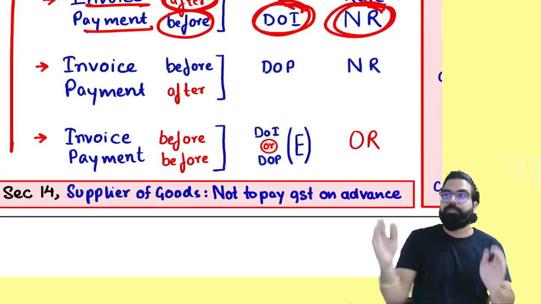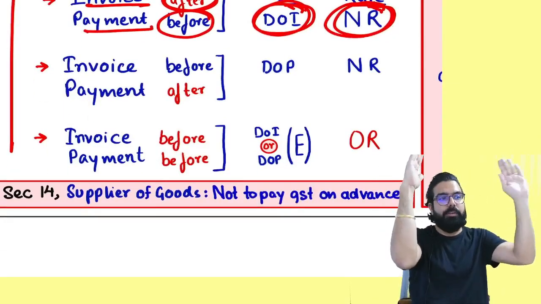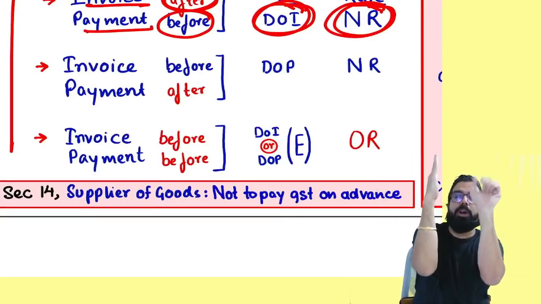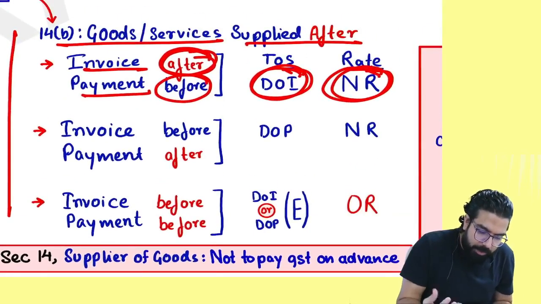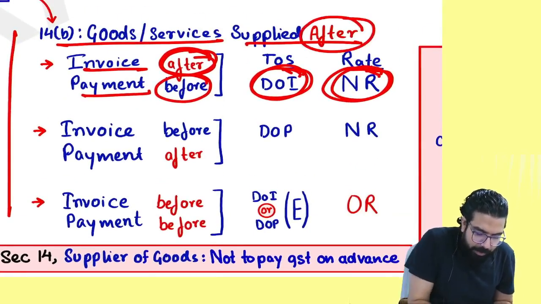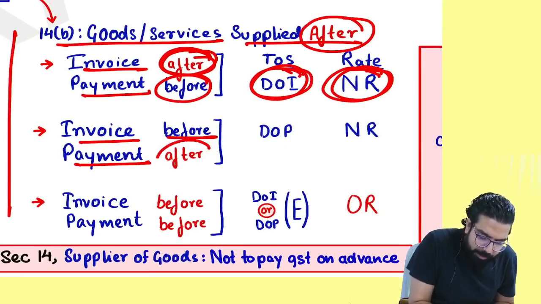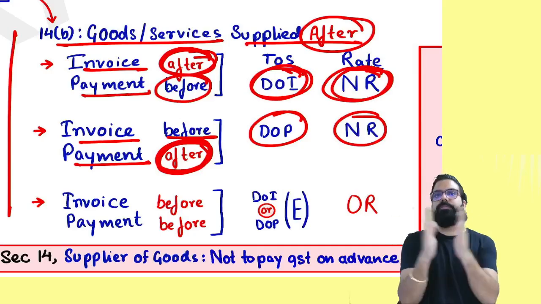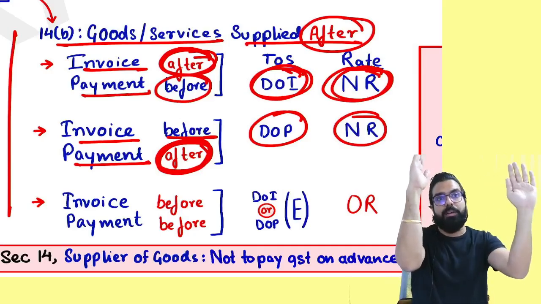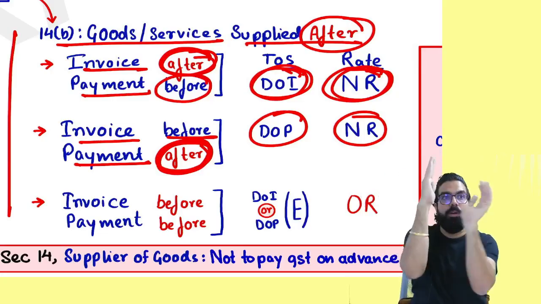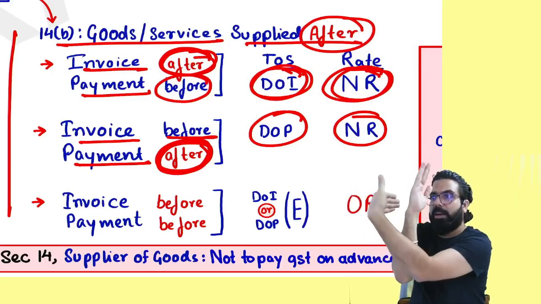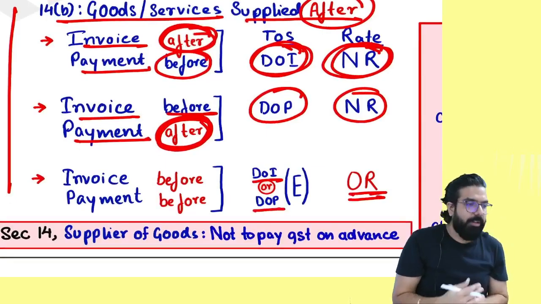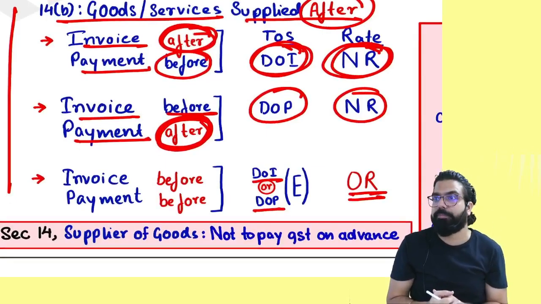Chalo, I'll ask you next. Goods and service supplied after. Payment is after, invoice is before. Date of payment and what rate? New rate. After, invoice can be before, payment is after. What is after? Payment, so date of payment and the after rate. Goods and service supplied after, payment also before, invoice also before. Whichever is earlier and the before rate. Whichever is earlier and old rate.